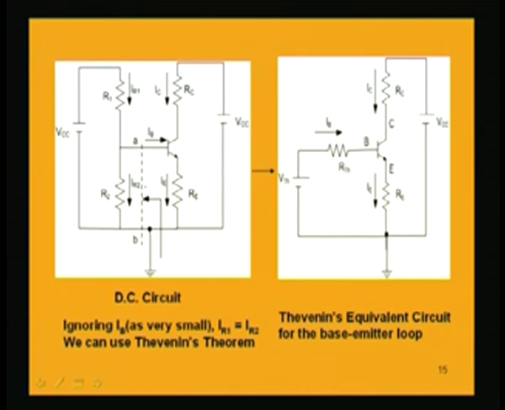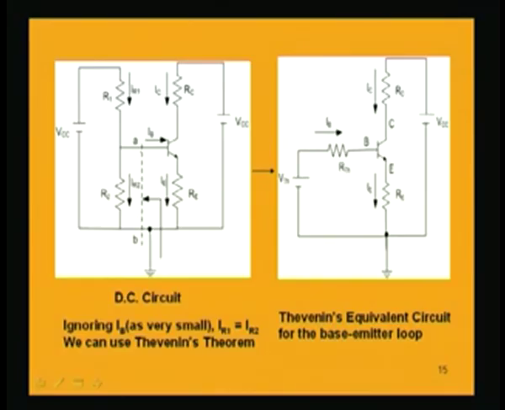So, as we know, Thevenin's equivalent circuit consists of two things: the Thevenin's equivalent voltage and the Thevenin's equivalent resistance, which we have to find out first. In order to find the Thevenin's equivalent voltage, we have to open circuit these 2 points and find the open circuit voltage across them. And in order to find the Thevenin's equivalent resistance, you kill the independent source VCC and find the equivalent of these 2 resistances.